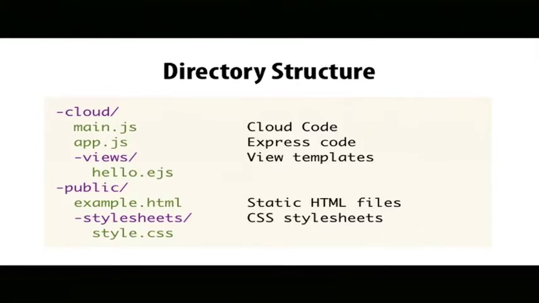And you have some view templates that your web app can access in views. Then under the main public directory is all the static files. That could be your HTML files, it could be CSS, images, just arbitrary binary content that you want to send down to the browser, and is also deployed with your Cloud Code.